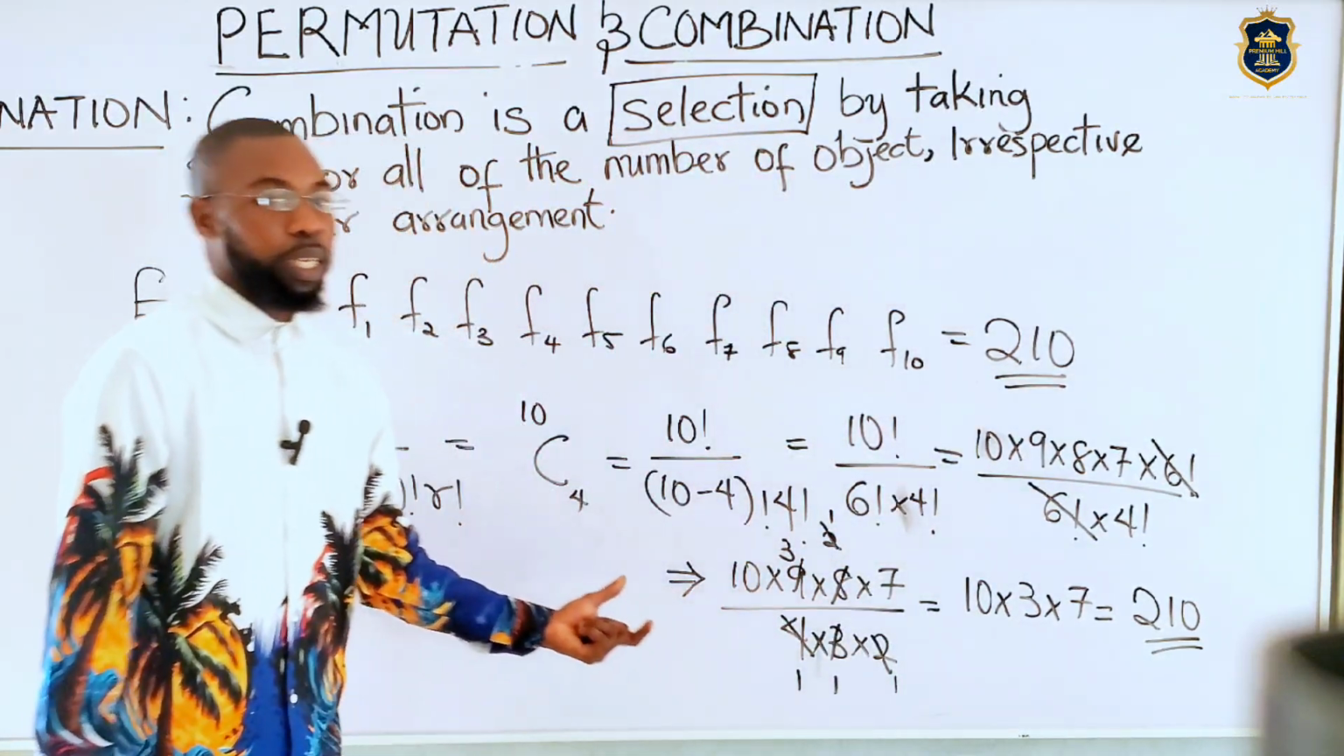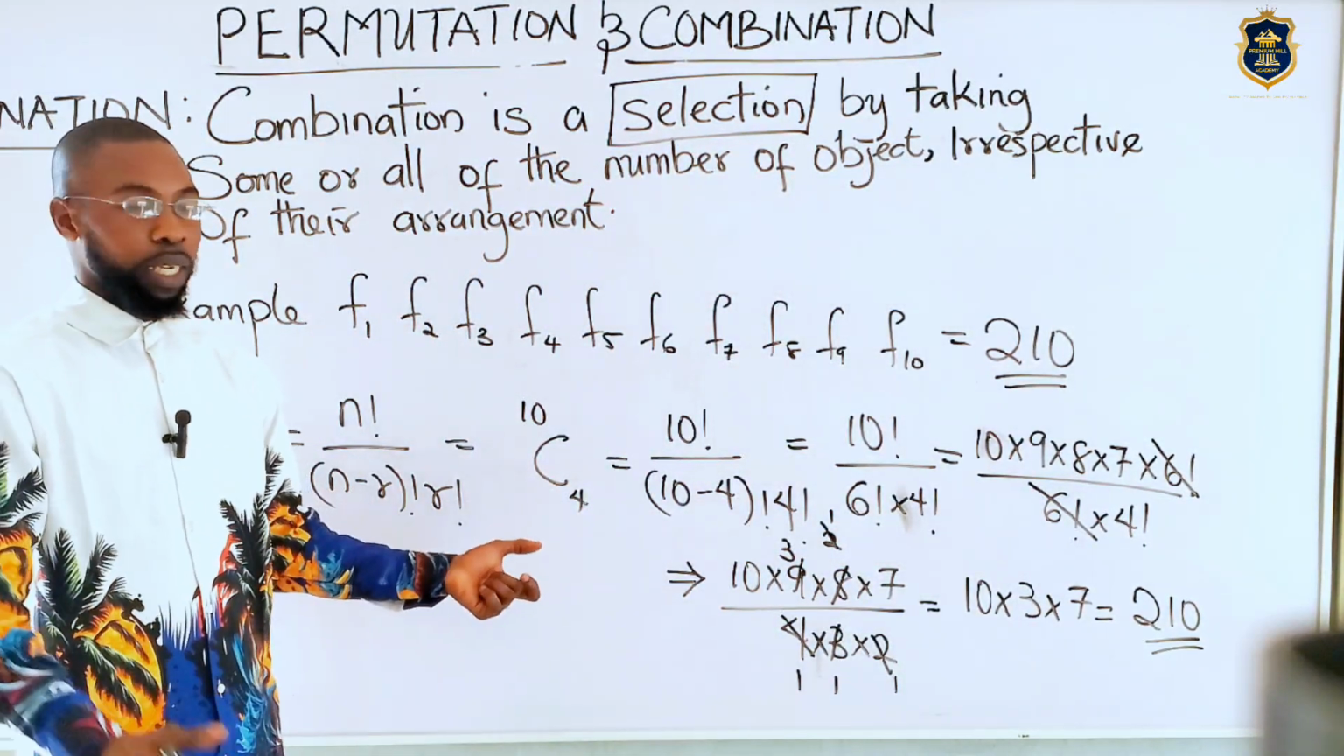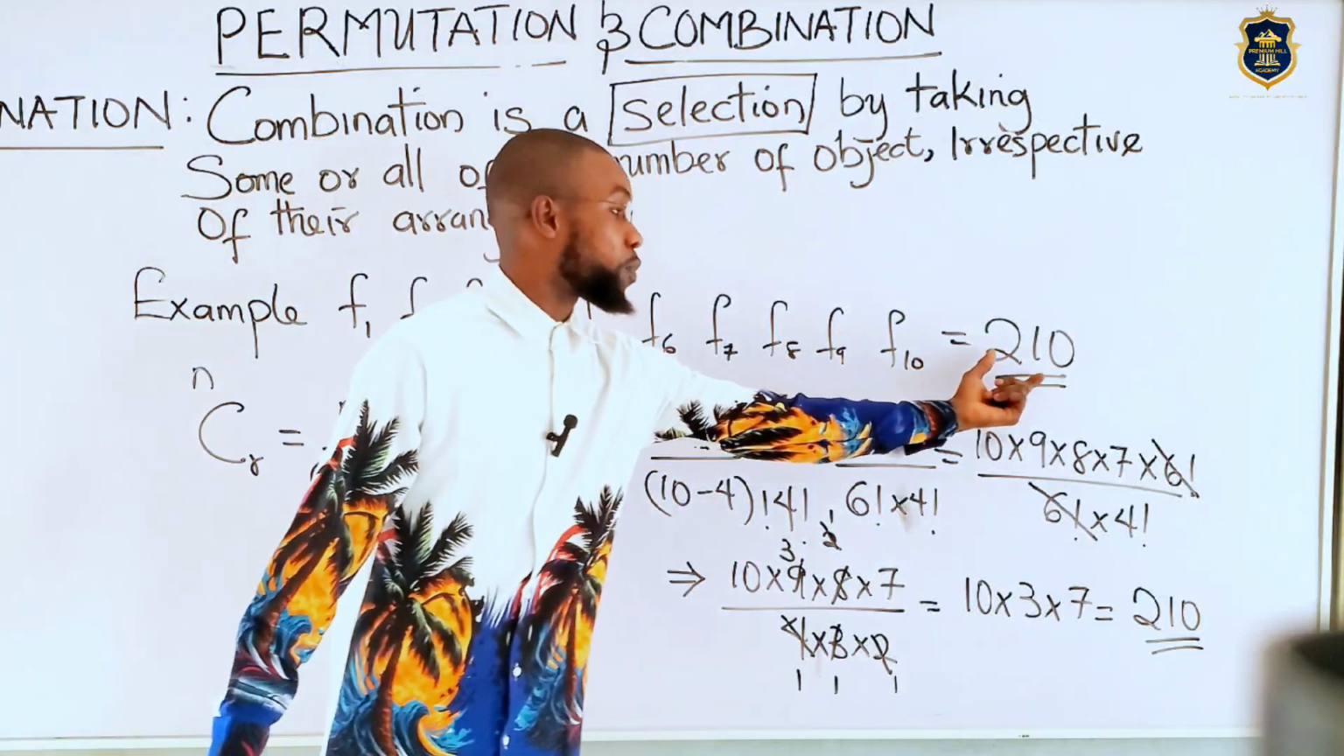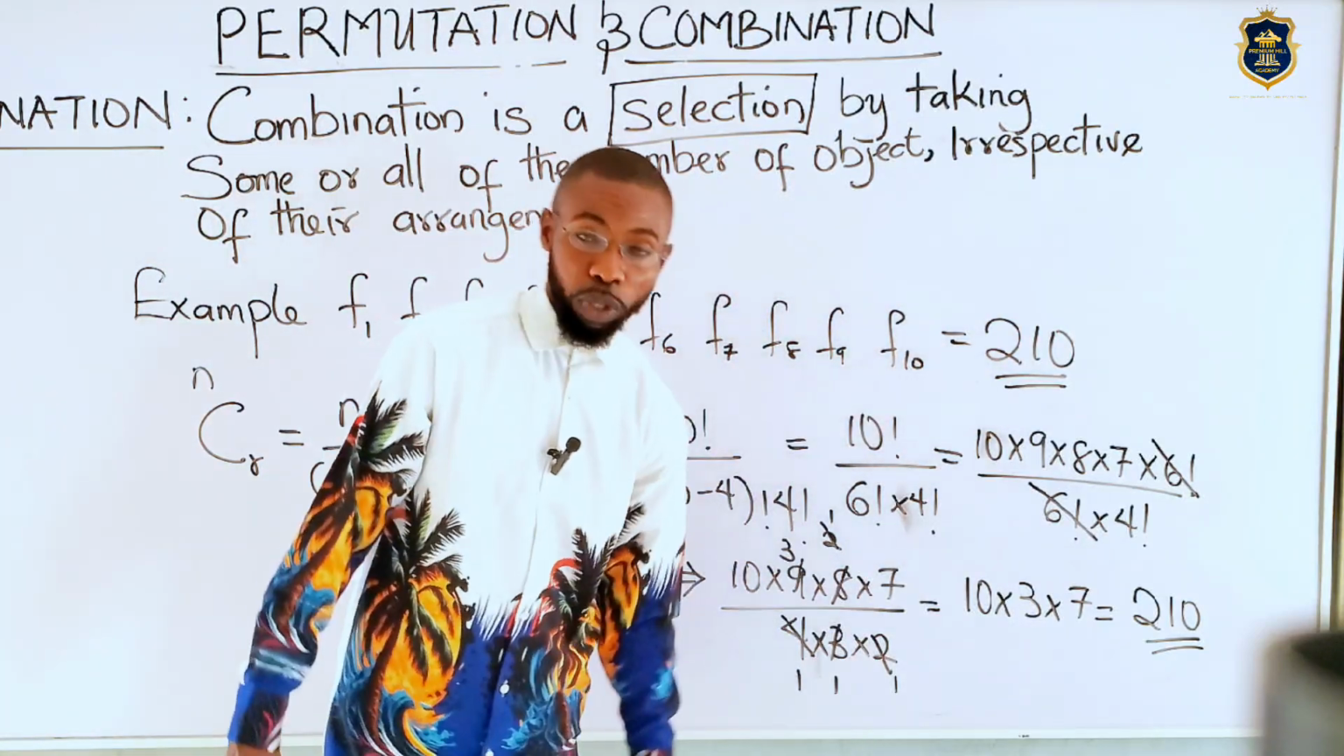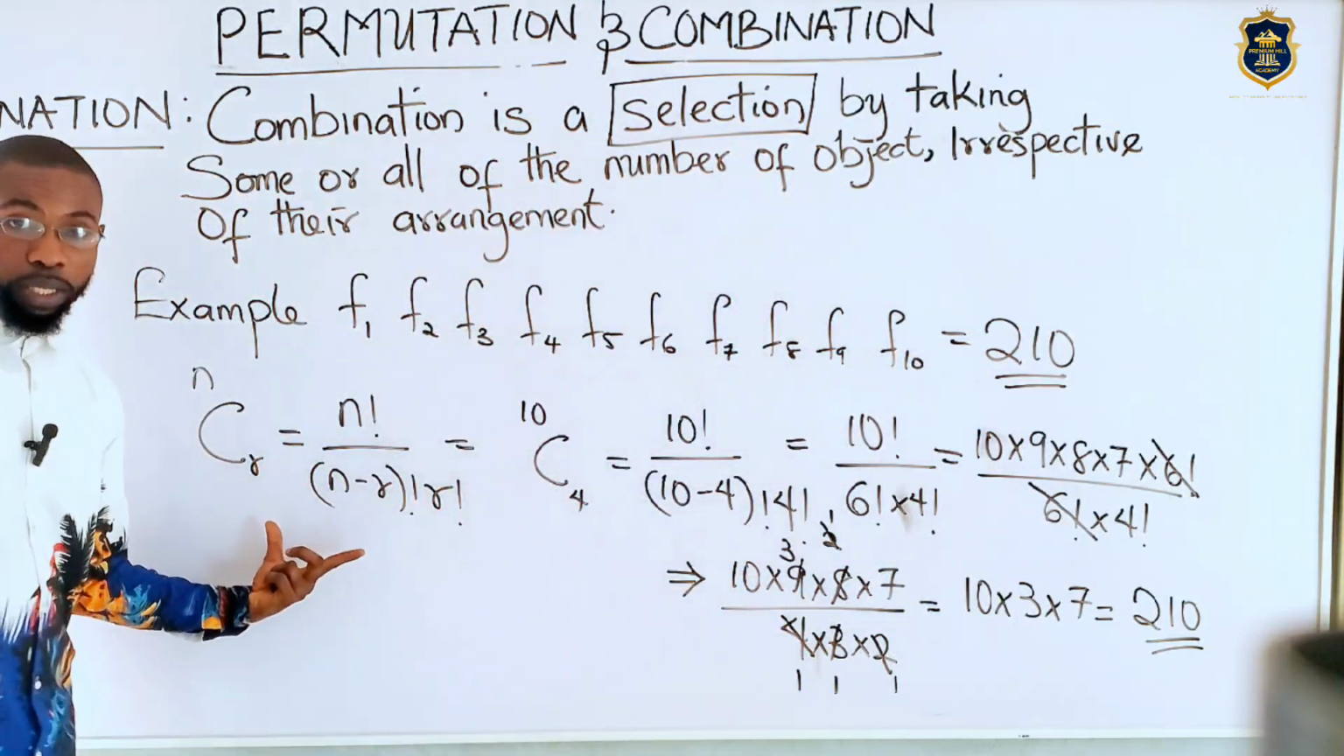You see how we can do that? Imagine if we were doing it practically. It would take us a lot of time to select 4 fruits at random from these 10 fruits to get this. But applying the formula makes it a lot easier, right?